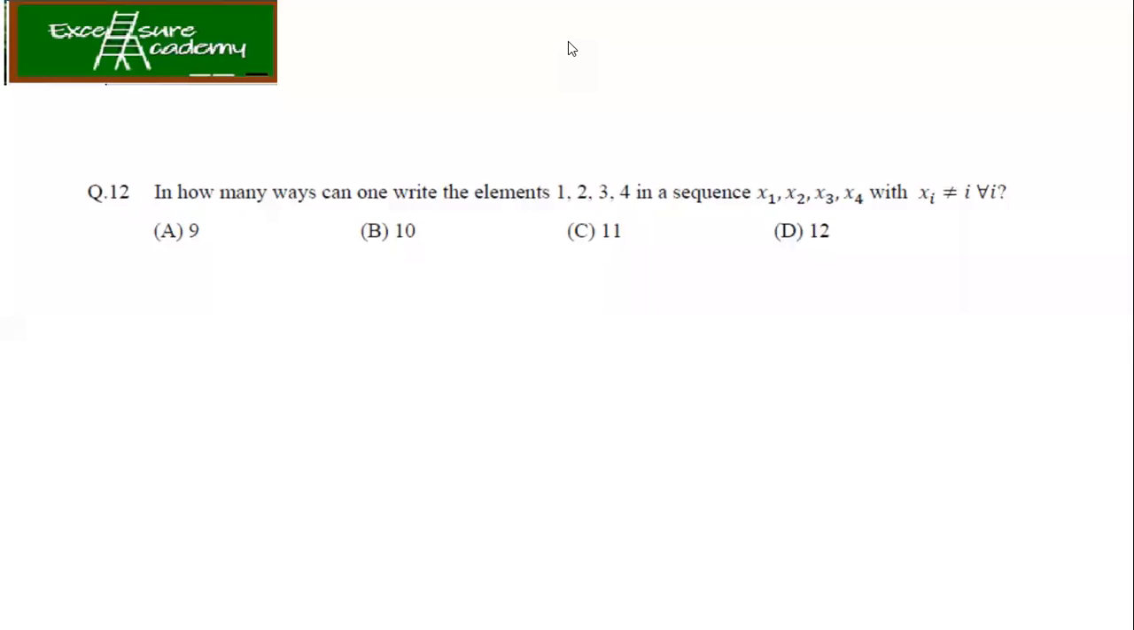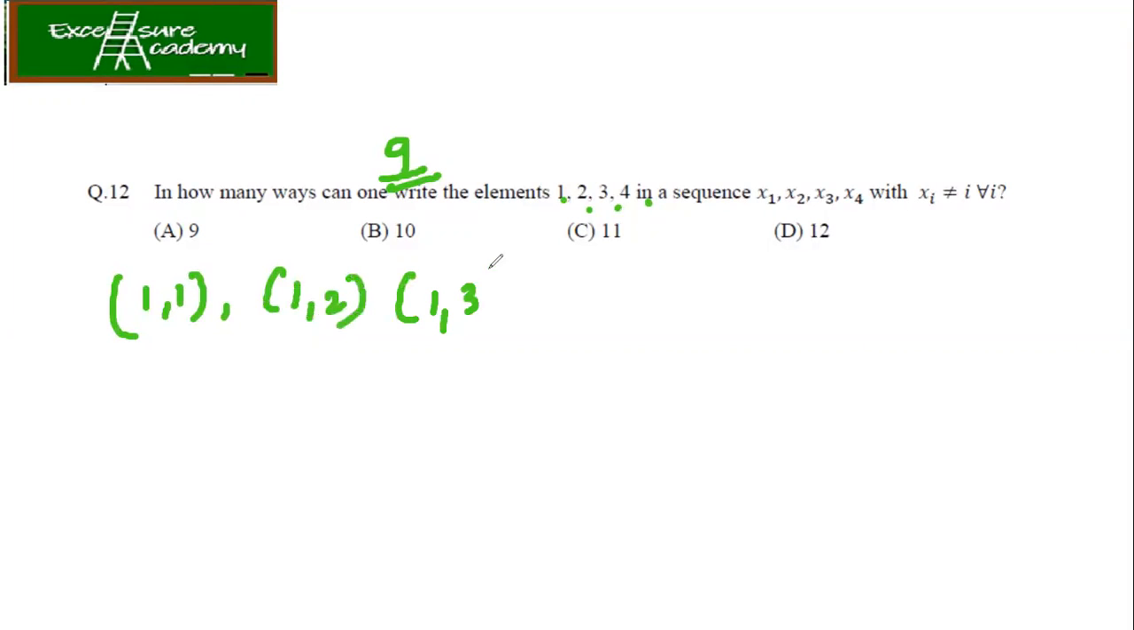This is again a mathematical question. In how many ways can one write the elements 1, 2, 3, 4 in a sequence x1, x2, x3, x4 with xi not equal to i for all i? This is also very simple actually. The elements here are given as 1, 2, 3, 4, so this can be written in 9 forms.